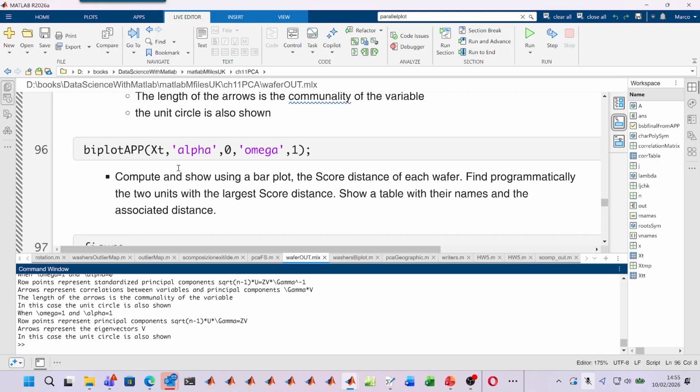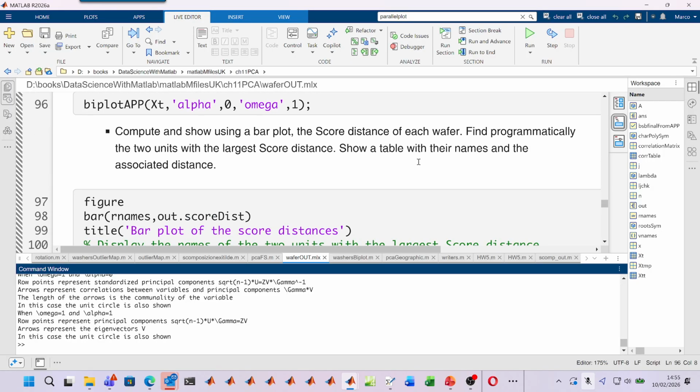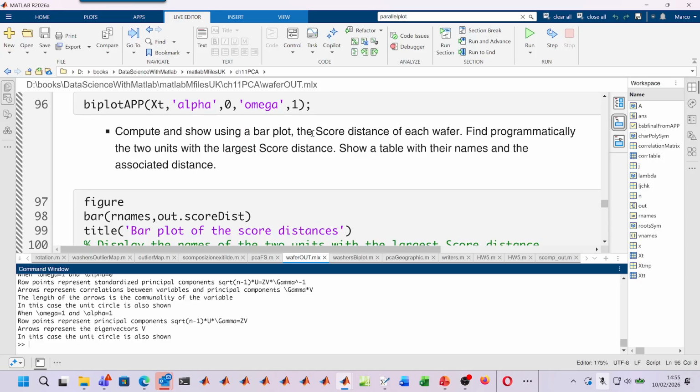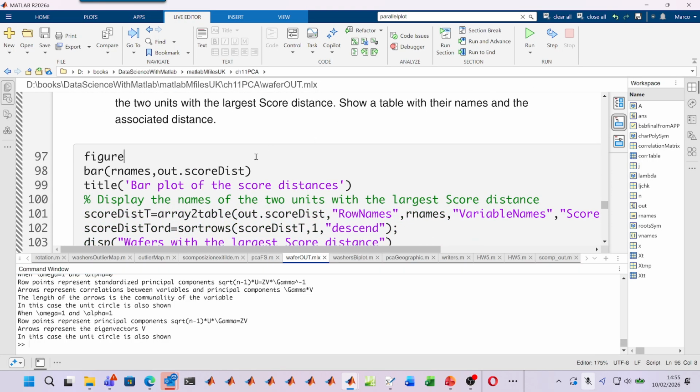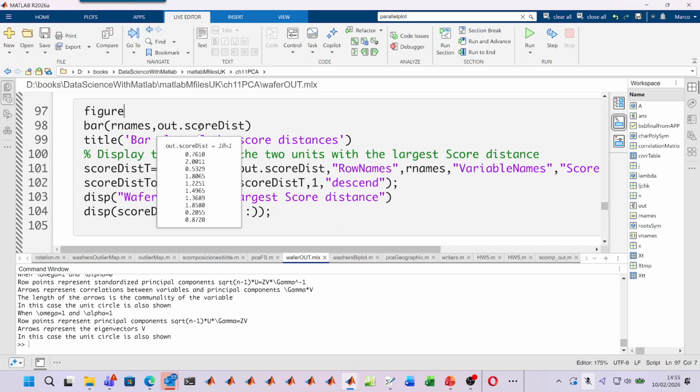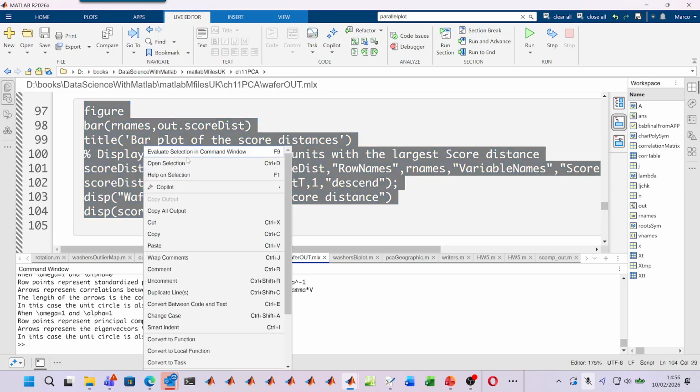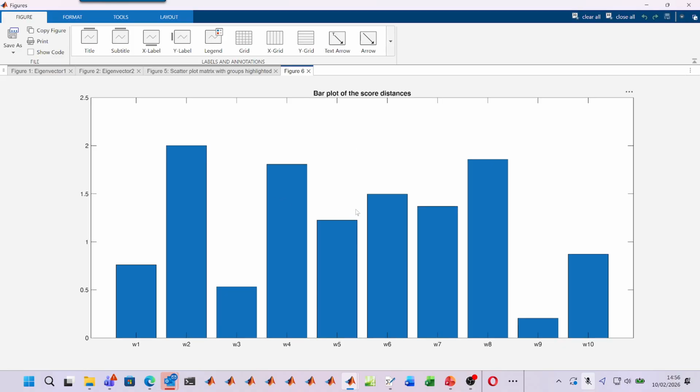Therefore, you can do that interactively, or you can call Biplot directly with the parameters omega and alpha. Then compute, using a bar plot, the score distance of each wafer. So now we are going to see what the score distance is, a bar of the score distance.